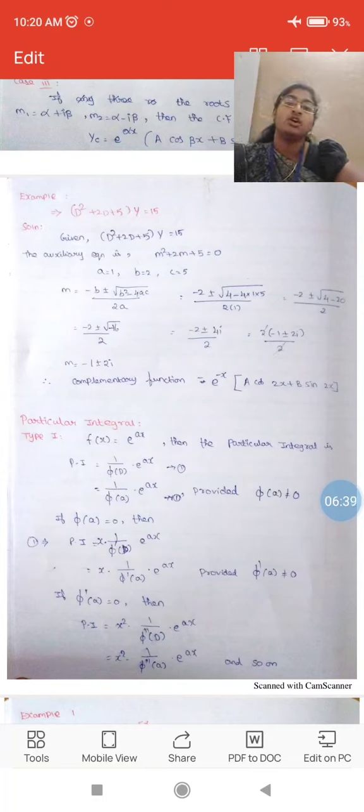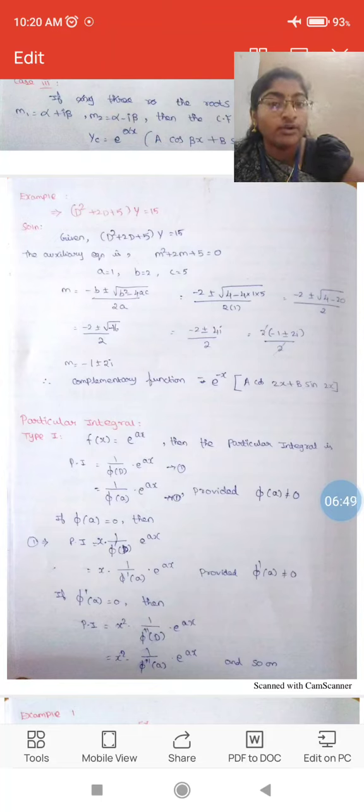So the value of root 16 is 4, and also there is minus inside the root, so it will become i, divided by 2. Take 2 common outside in your numerator: 2 of minus 1 plus or minus 2i, divided by 2. Cancel 2 on the numerator and also on the denominator. So we will get the value of m as minus 1 plus or minus 2i.